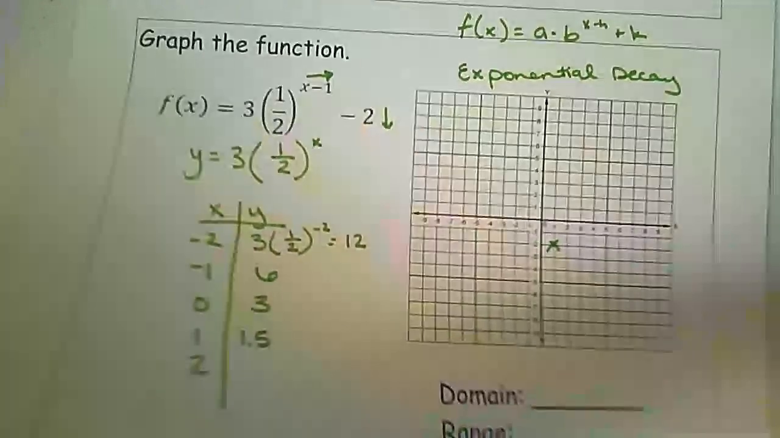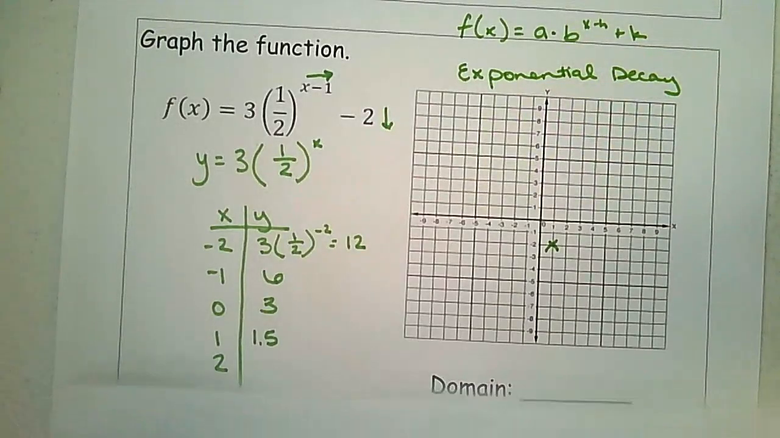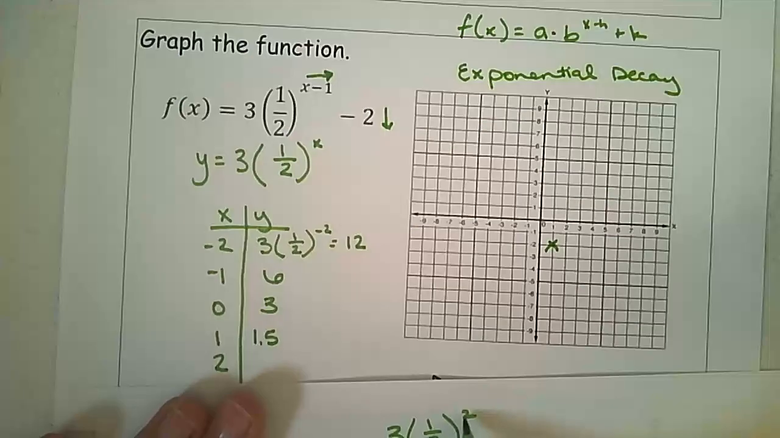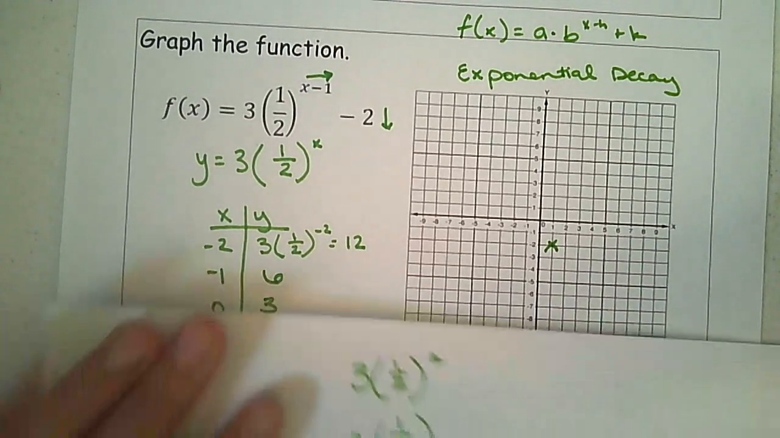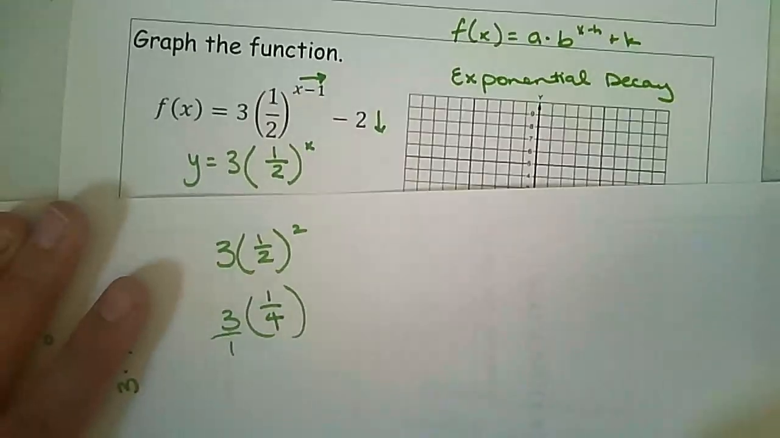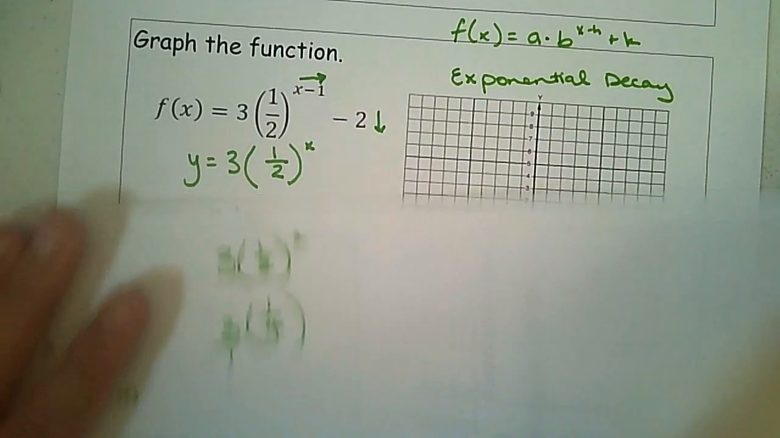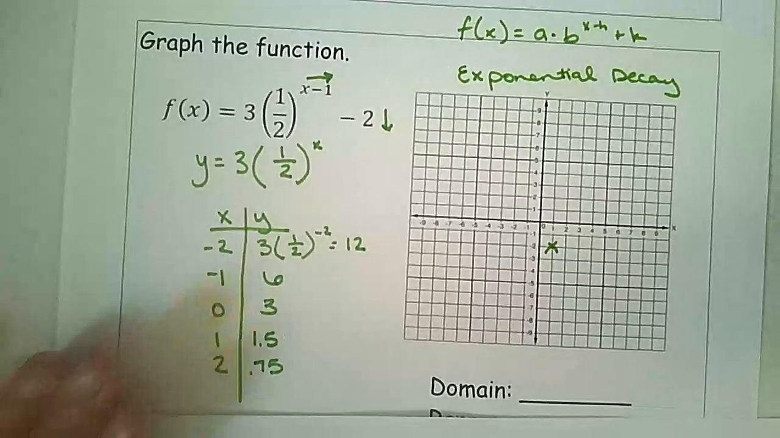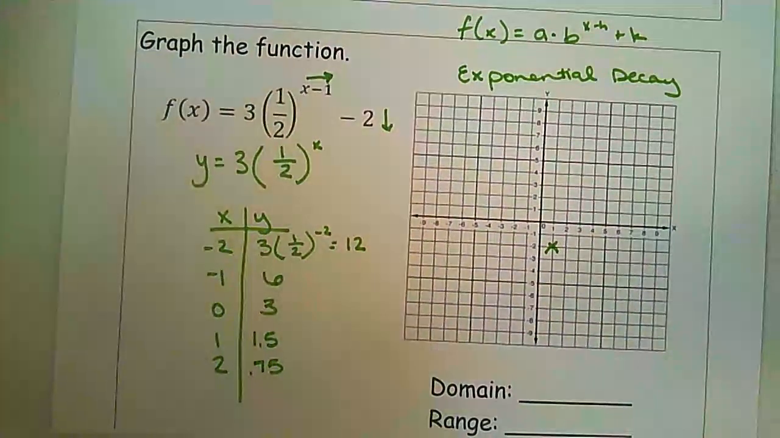All right, last one. Let's go ahead and find some more room here. Let's go ahead and plug in 2 for x. So if I distribute this 2 to top and bottom, it's going to give me 1/4, times that by 3, and I'm going to get 3/4 or 0.75. All right. So now let's go ahead and graph this.